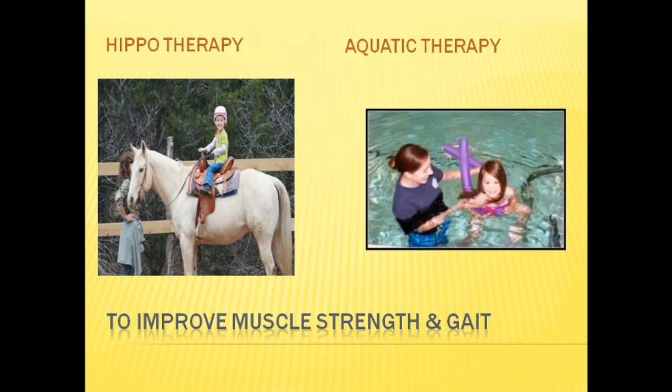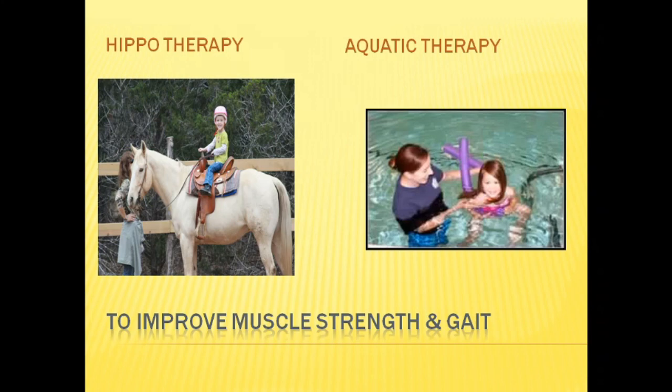So hippotherapy is the treatment with the help of a horse. So by riding on a horse for therapeutic purposes. Okay, so by this method we can improve muscle tone, strength, coordination, posture, balance, and mobility. Okay, now next is aquatic therapy.